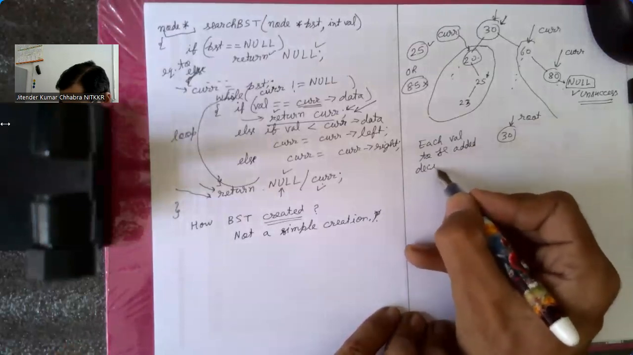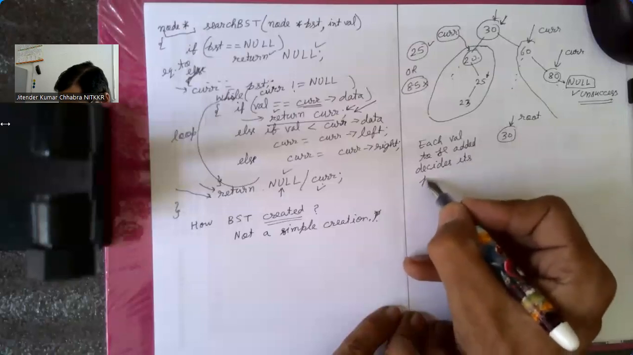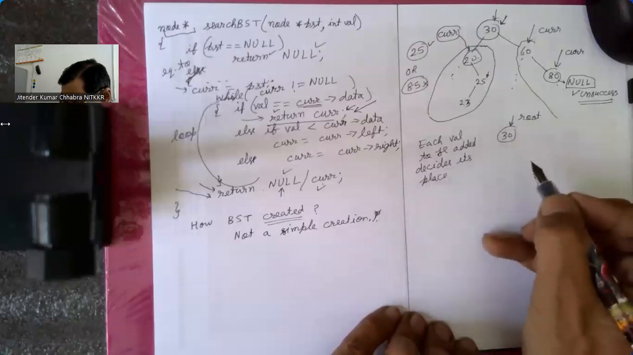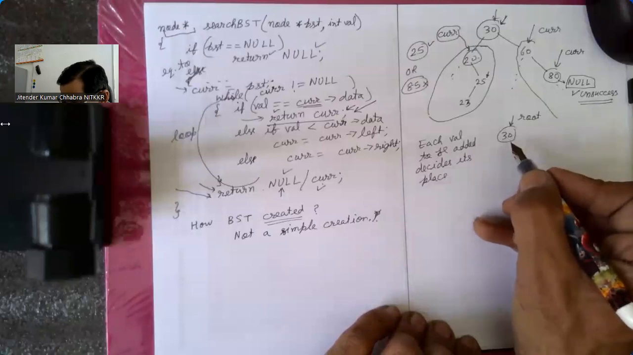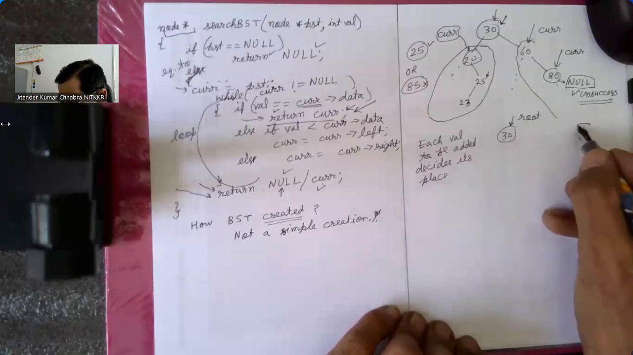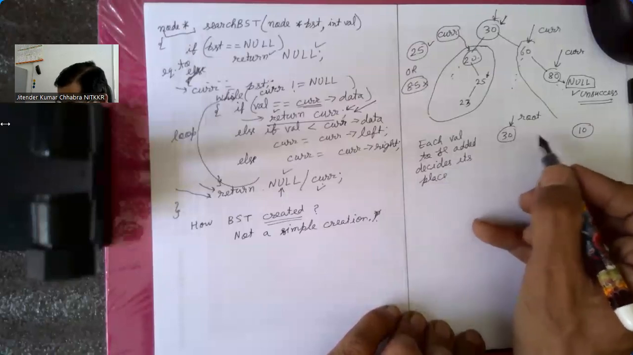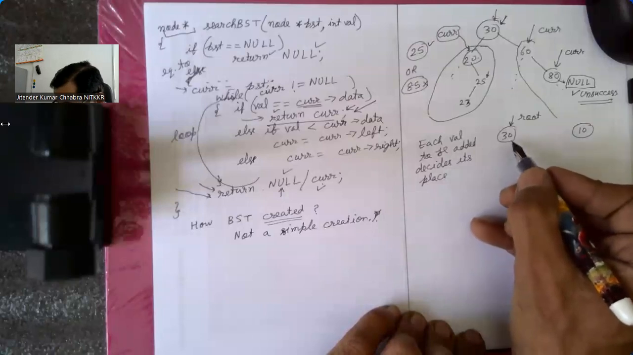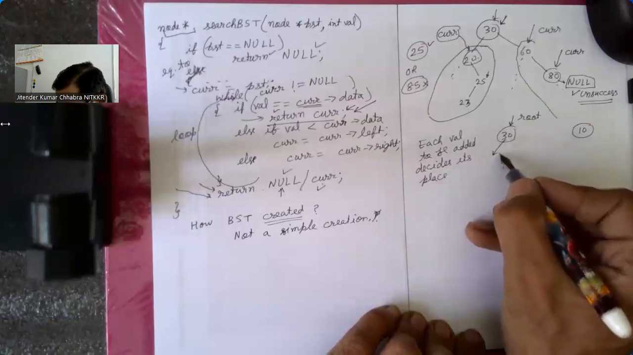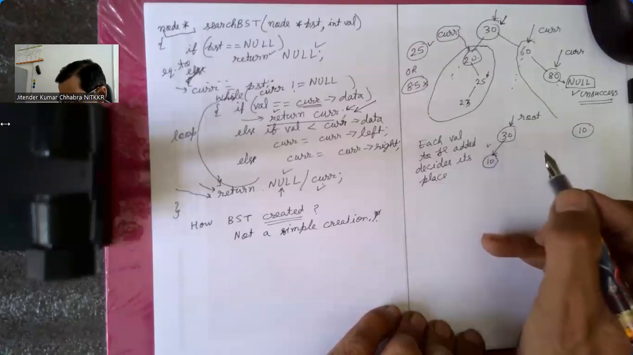That position will be decided by the value itself, because the value has to be on the left or right side. Now, if after 30, I want to insert a 10, I can't say 10 can be 30's right side. It will be incorrect. So the only choice is 10 has to be here only, because this side was empty and I could easily do it.